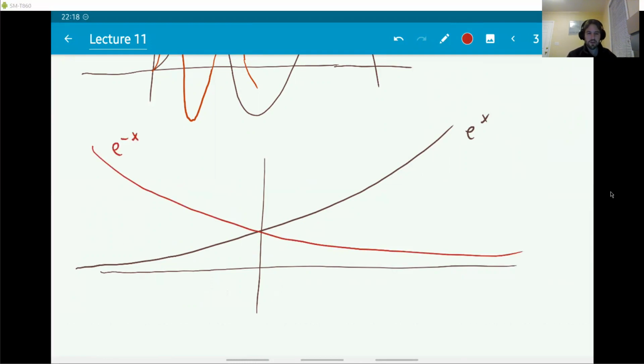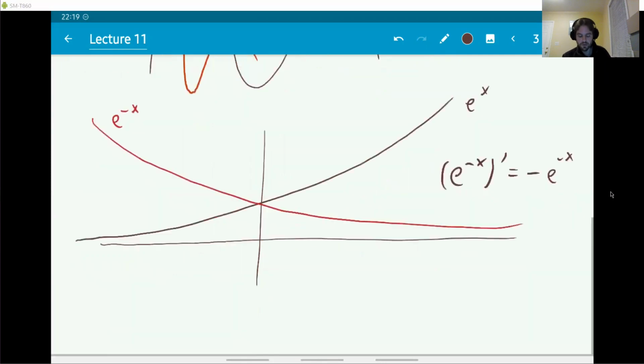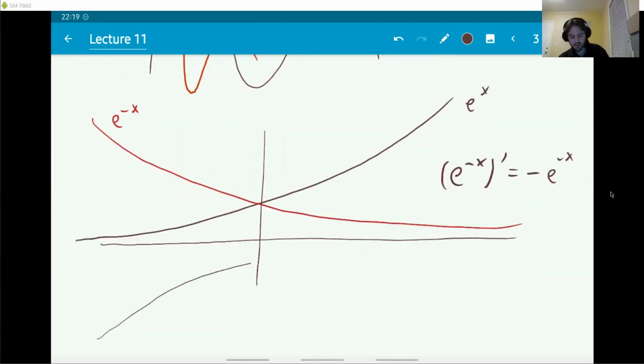Thinking about the derivative at any location here, we see that it's negative. This red graph is going down. The slope of the tangent line is always negative. So it would be impossible for the derivative of e to the minus x to be also e to the minus x. That's a positive number. E to the anything is always positive. What actually happens is that it's negative that. The derivative is this negative graph down here.